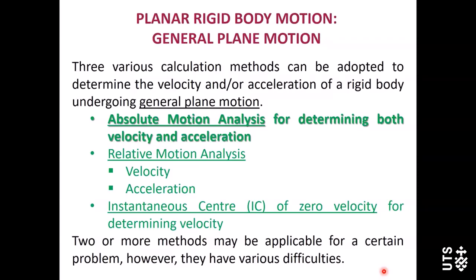In the first part of week 1, we learned the kinematics equations of planar translation and rotation about a fixed axis. It is relatively easy to adopt these equations to determine the velocity and acceleration of a rigid body undergoing planar translation or rotation about a fixed axis.